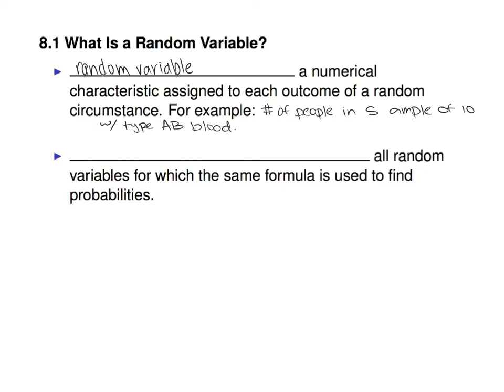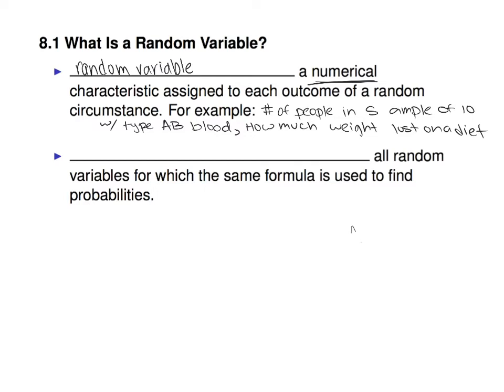But the kicker here is that it's a numerical characteristic. So in that case, if we have a sample of 10, the number of people who have AB blood could be anything from 0 up through 10. Another type of random variable could be how much weight you lose on a diet. The point is any kind of numerical characteristic. So it has to be numerical, as in not categorical in that case.